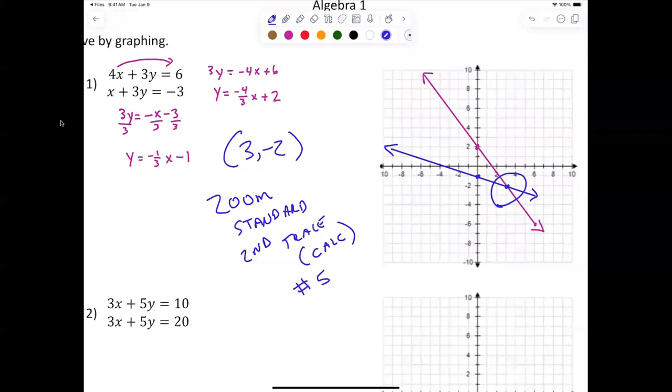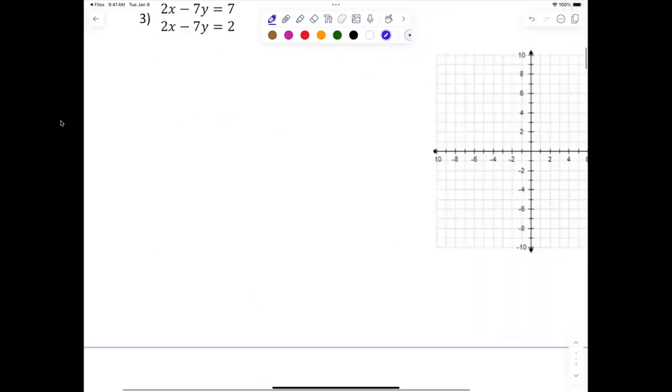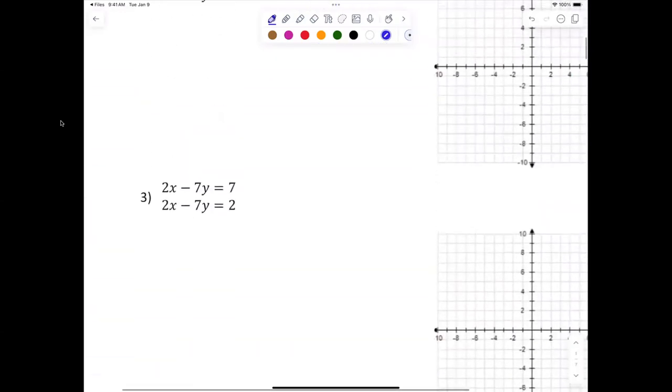What? -4/3. Come on, look at your own paper. Girls, you all right or not? No. You're graphing it. All right. That will be the next page. All right.